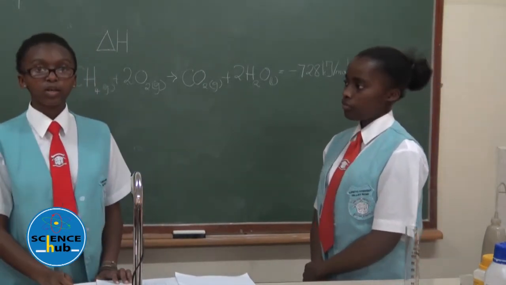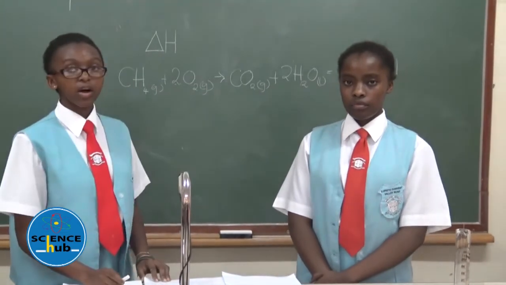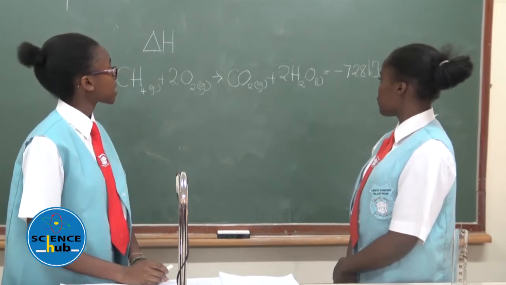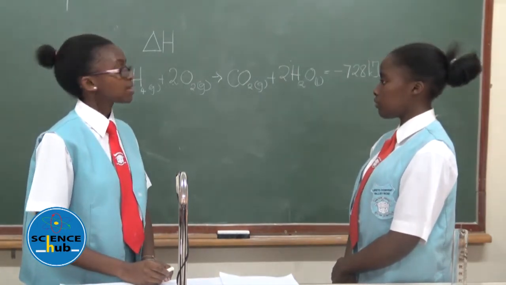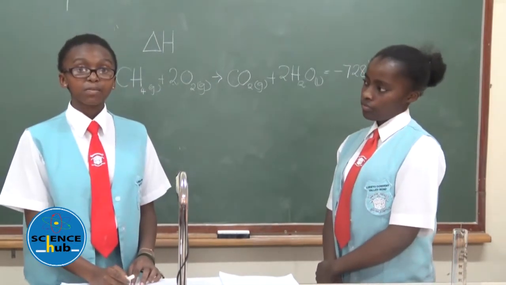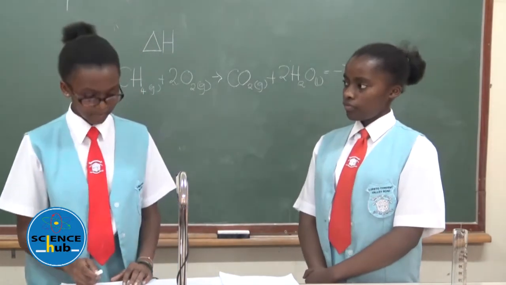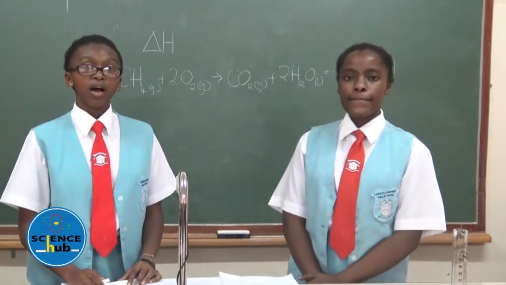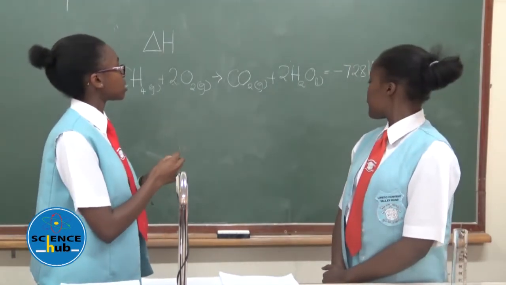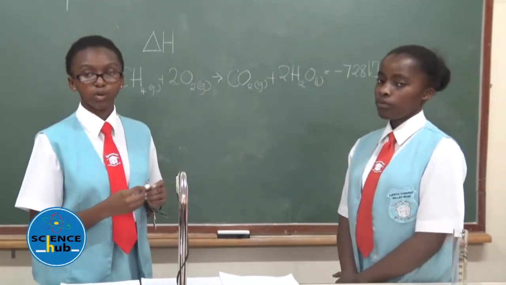This is a simple chemical equation of methane reacting with oxygen, which produces carbon dioxide gas and water. And at the end, we indicated the enthalpy change of this reaction. Because the enthalpy change is negative, we can conclude that this reaction is exothermic. Without even explanation, you can already see that the unit for enthalpy change is kilojoules per mole.